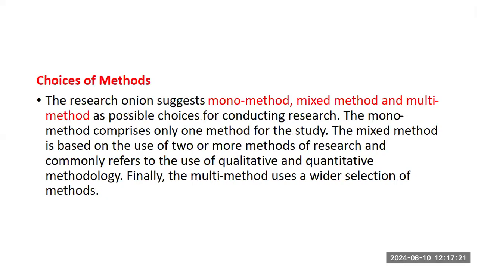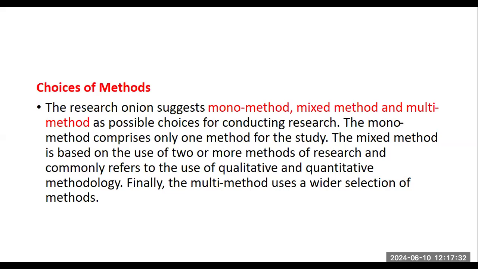So the different methods available according to the research are models like mono method, mixed method, and multi method. Mono method is about a single method, like one method, right? The mono method approach employs a single research method for the study. This could be only qualitative or only quantitative.